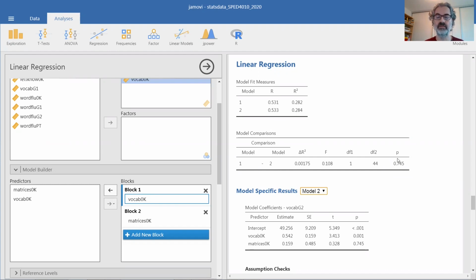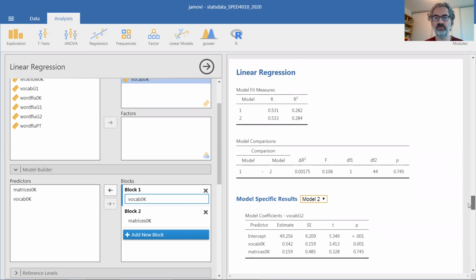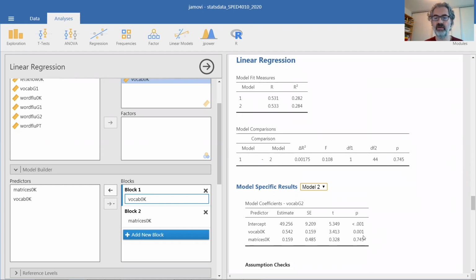This means that you should not be adding nonverbal ability to the prediction of vocabulary in grade 2 because it doesn't add anything if you already know vocabulary in kindergarten. You do not get any extra gain in prediction. And that is also indicated by the non-significant slope of matrices in the final model.